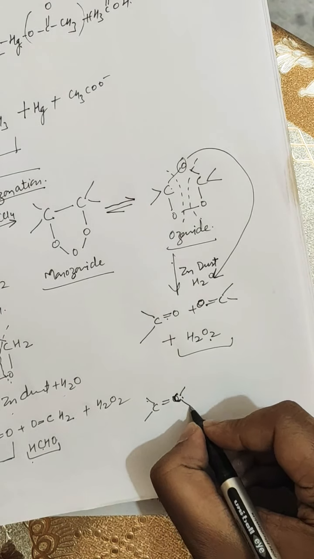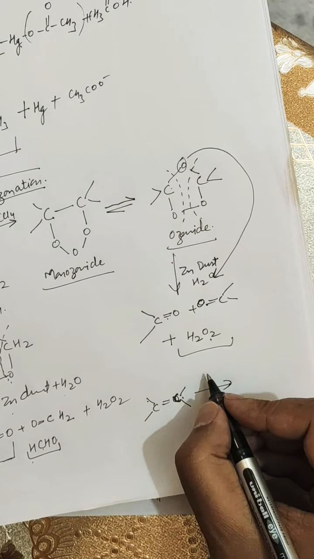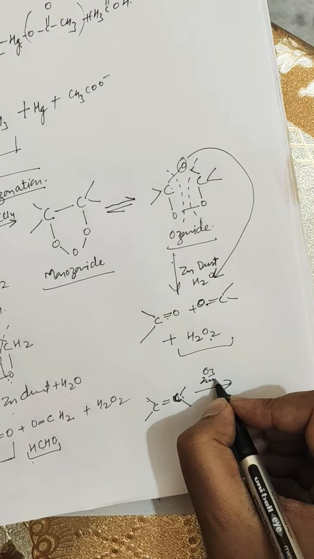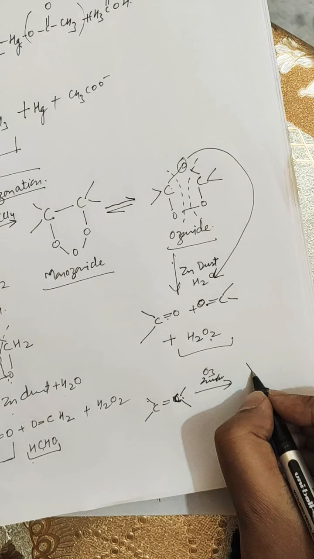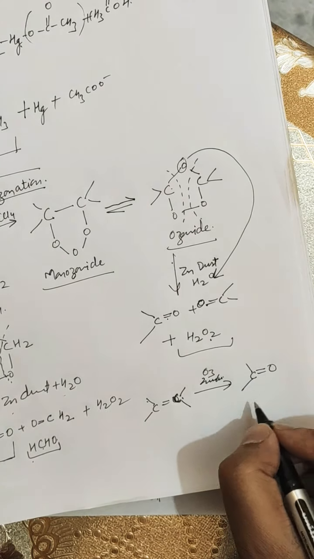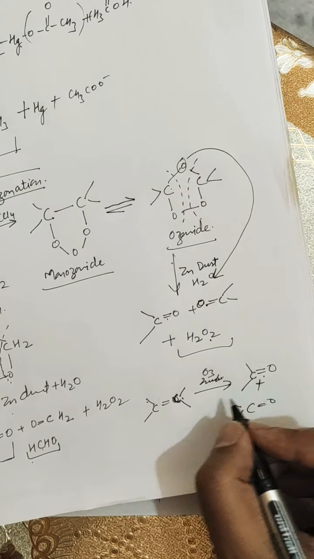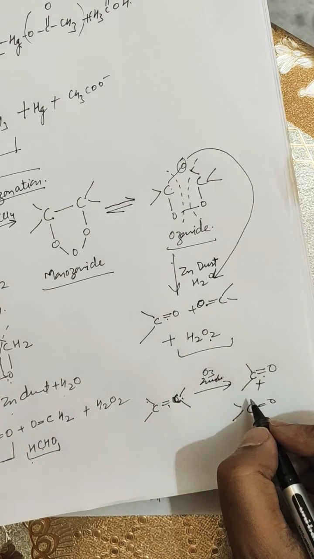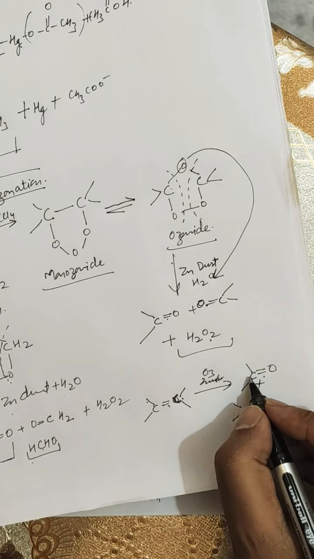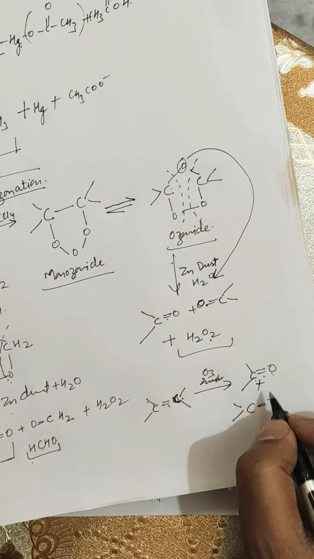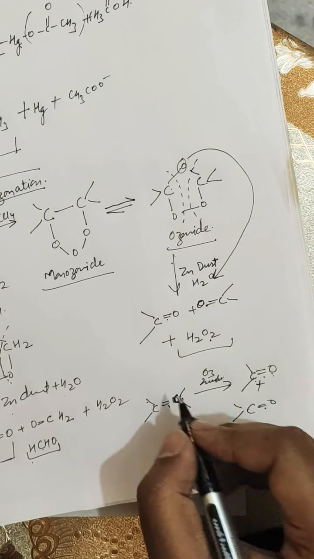So this is a carbon-carbon double bond, an alkene. When you treat it with ozone and further zinc dust and water, there is the formation of these two products. There will be formation of these two carbonyl groups here.